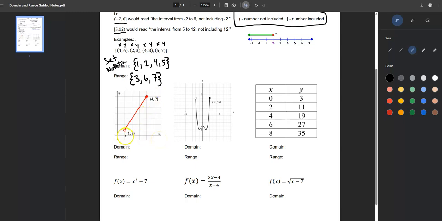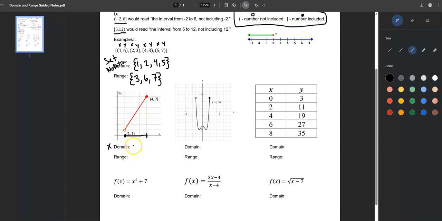Okay, so this one I'm going to use lines. Here I have my line, and my domain is, remember, my x values. So I'm just going to look at how far left it goes on the x-axis to how far right it goes. So it goes from 1 to 4, and then I have an open dot and a closed dot, so we need to talk about that. Open dot is not included. Closed dot is included.